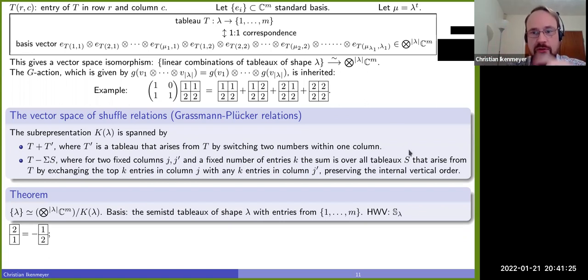and the sum is over all the tableaux S that arise from T by an operation that is exchanging the top K entries in column J with any K entries in column J prime, preserving the internal vertical order. So there are different ways of phrasing this, but they are all rather complicated. So let me maybe give an example of this.